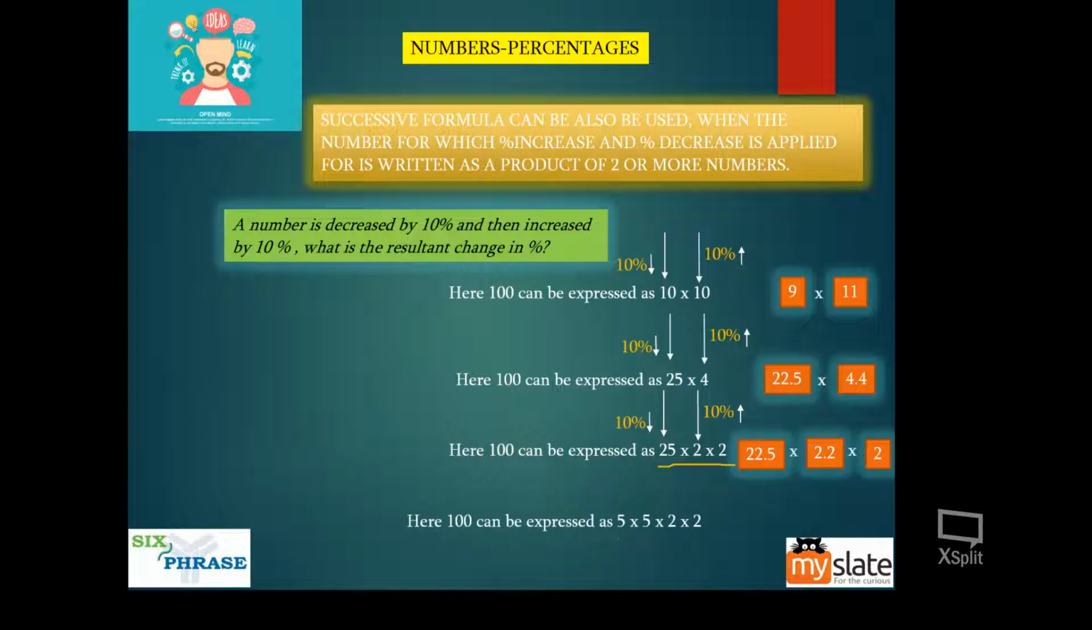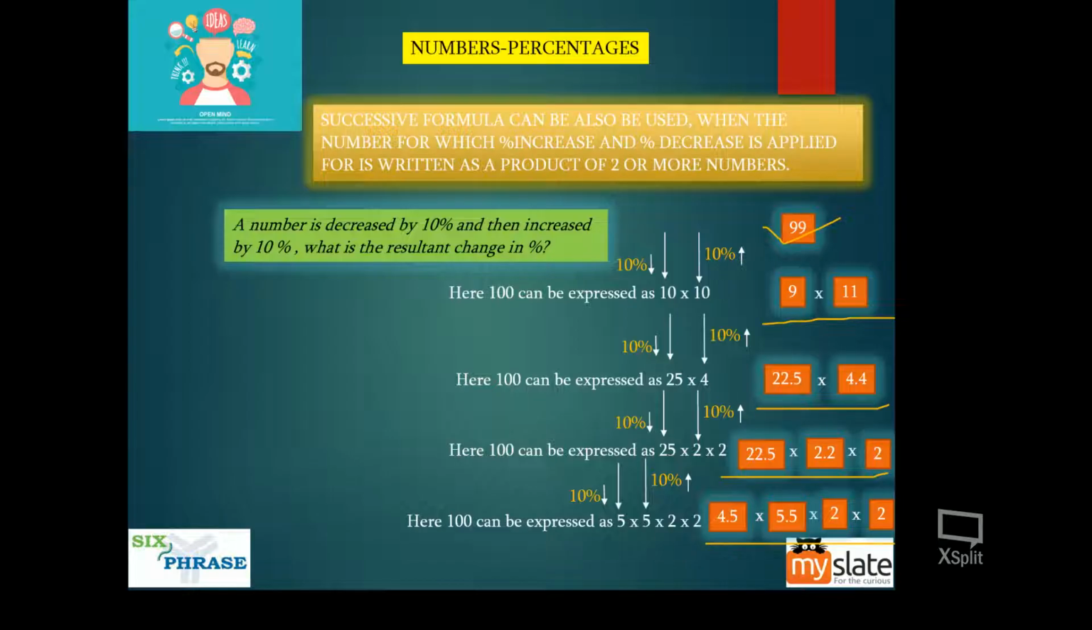100 can be expressed as 5 into 5 into 2 into 2. Now here I am applying the percentage increase to 5 and the percentage decrease to 5. So it will become 4.5 into 5.5 into 2 into 2, guys, which again gives you the value of 99. All these values are 99. Okay, so what does it say?